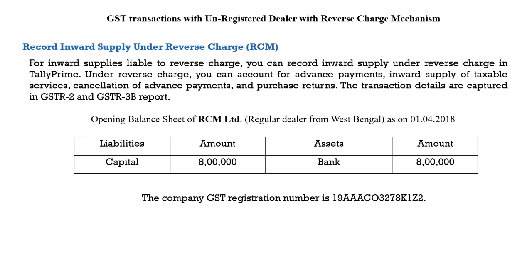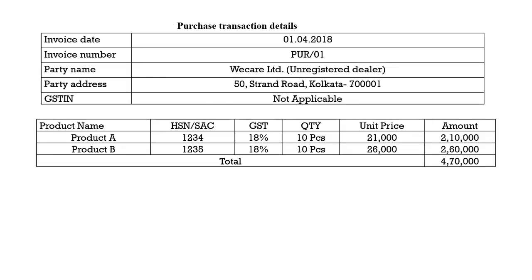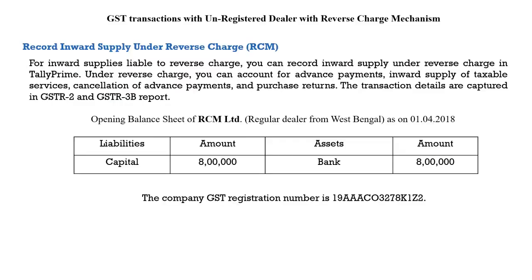So first of all, I will create the company. Second step, I create the opening balance sheet after activating GST. Third, we will pass the voucher entries for purchase. Then we will show how to make a reverse charge on that particular transaction. And finally, we will show these two reports, GSTR 2 and GSTR 3B. Okay, so let's start with Tally Prime.